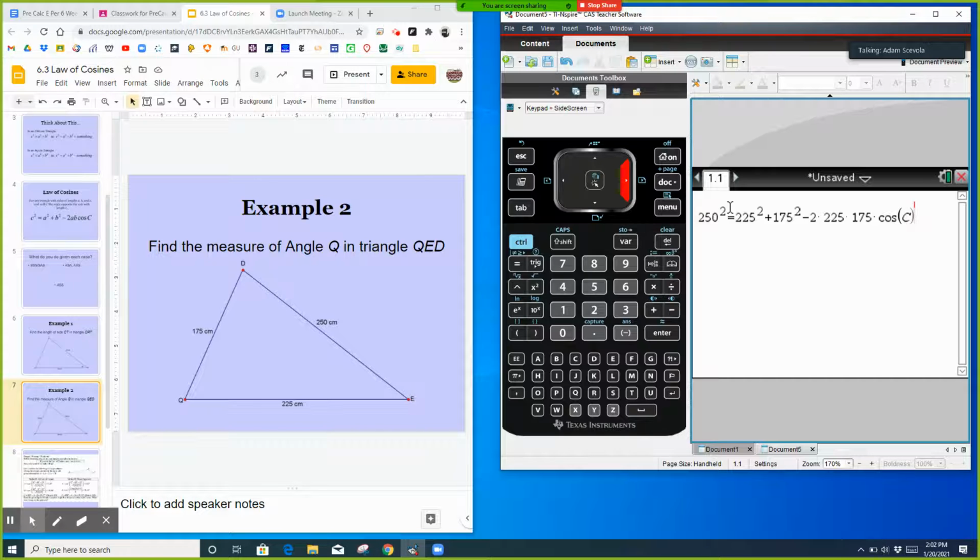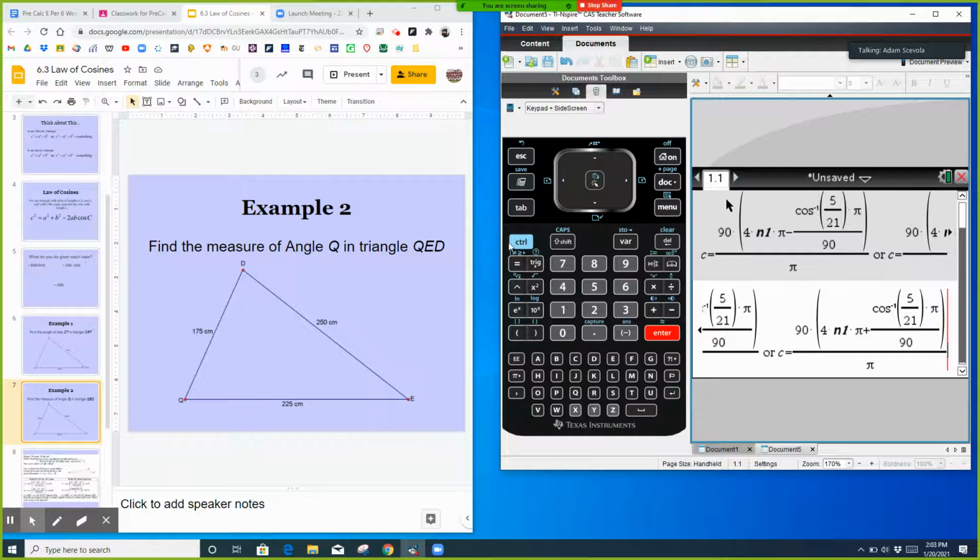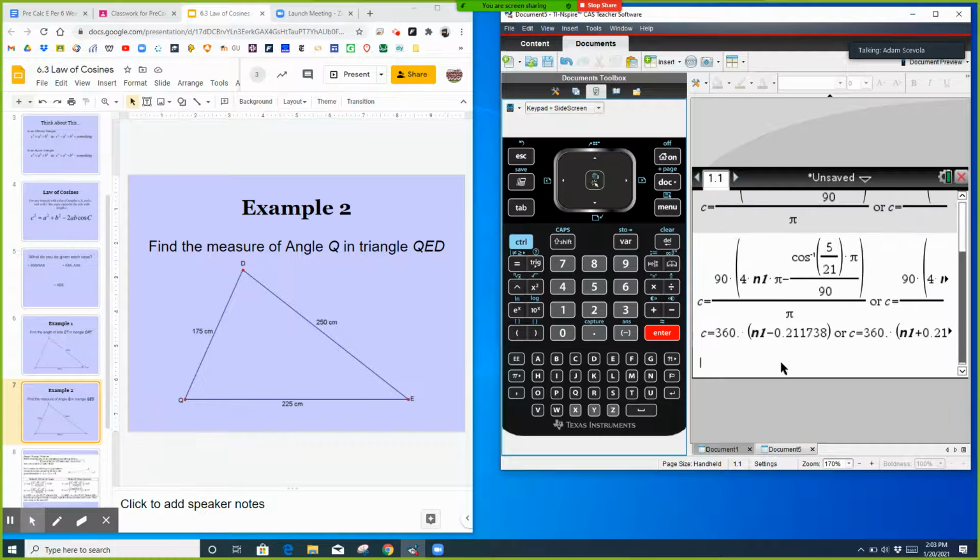All right, now we have to solve that equation. Now, if you have a TI-Nspire CAS, you could do solve and then solve for C, and we'll see what happens. It'll probably work. I don't know. All right, so you get this weird answer, and I don't know what's happening here.